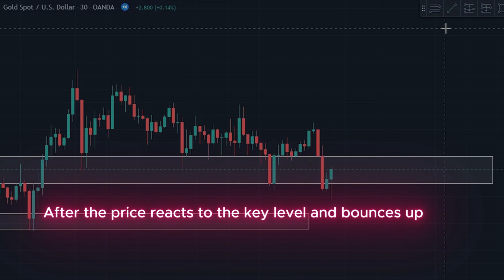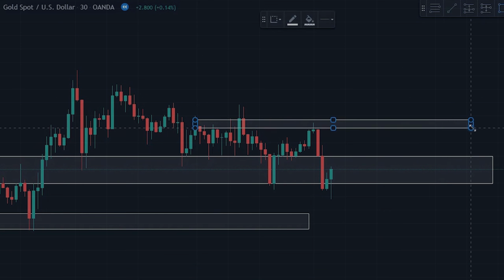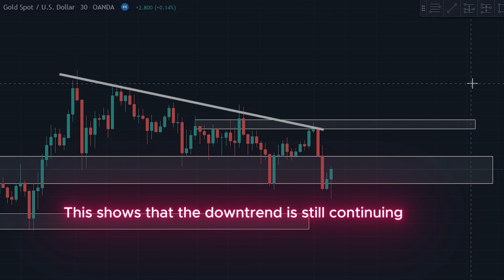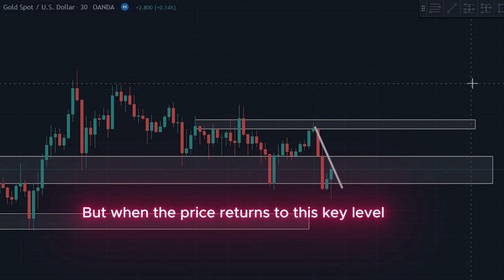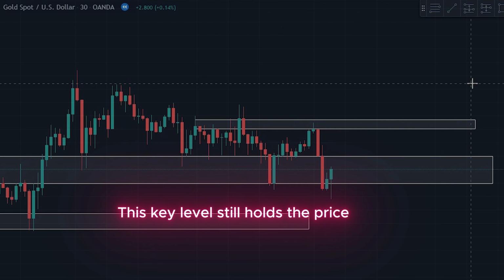After the price reacts to the key level and bounces up, it still fails to break through this old high. It failed to make a higher high, higher than the previous high. This shows that the downtrend is still continuing. But when the price returns to this key level again, this key level still holds the price.